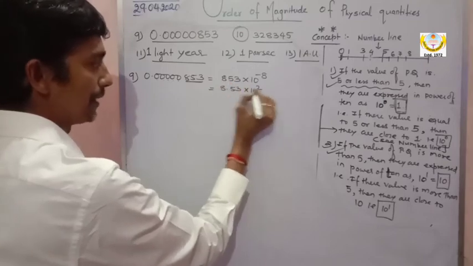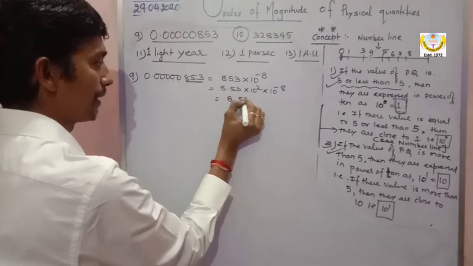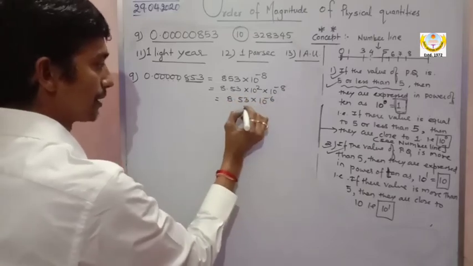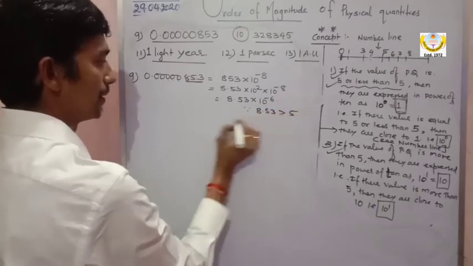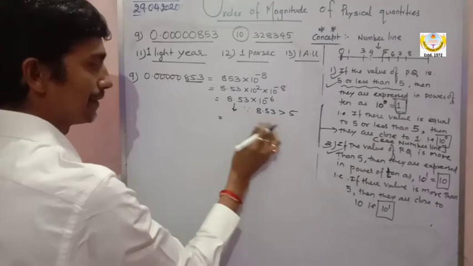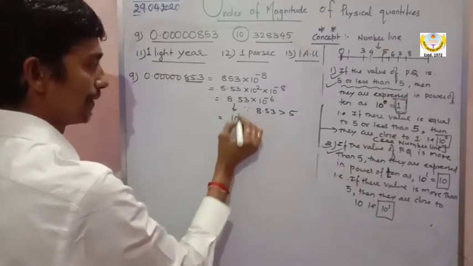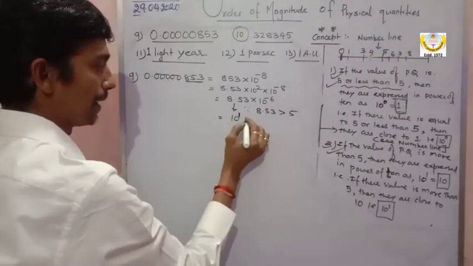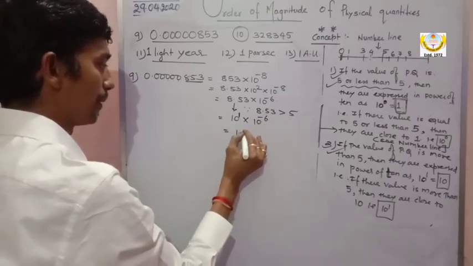Now it is 853 into 10 power minus 8. This will be nothing but 8.53 into 10 to the power minus 6. Now since 8.53 is greater than 5, here I will write, since greater than 5, rule number 2, it is 10 power 1, right? Because if it is greater than 5, it is close to 10. So it is 10 power 1 into 10 power minus 6. And the order of this will be 10 power minus 5.